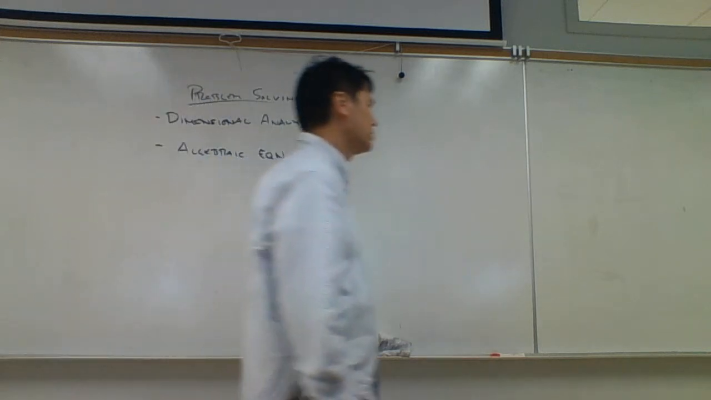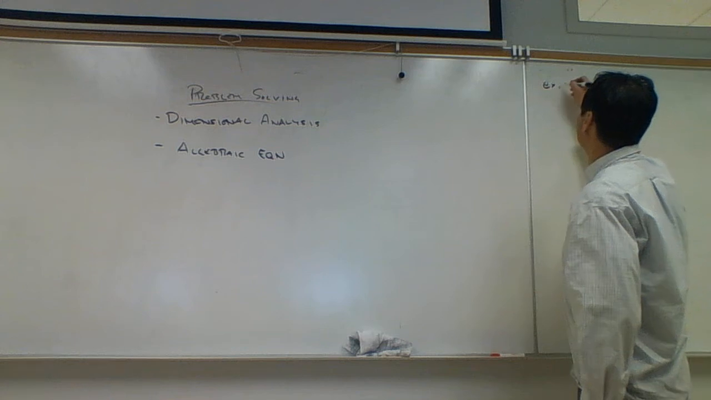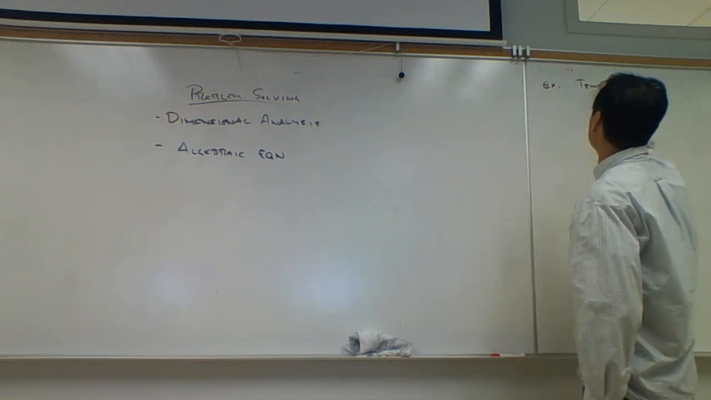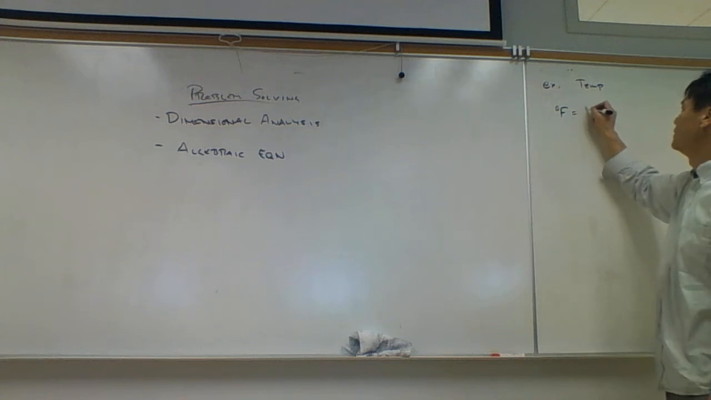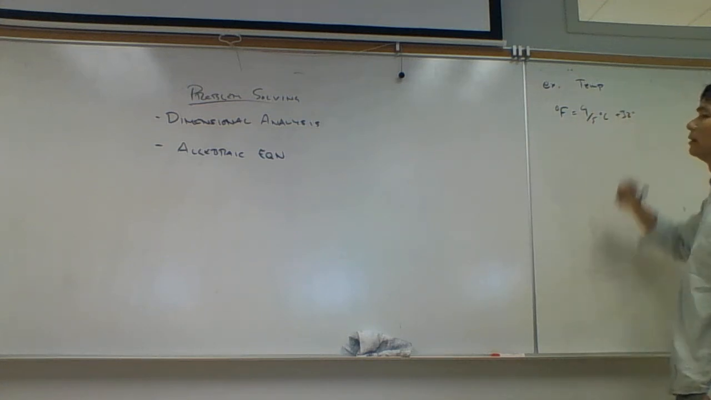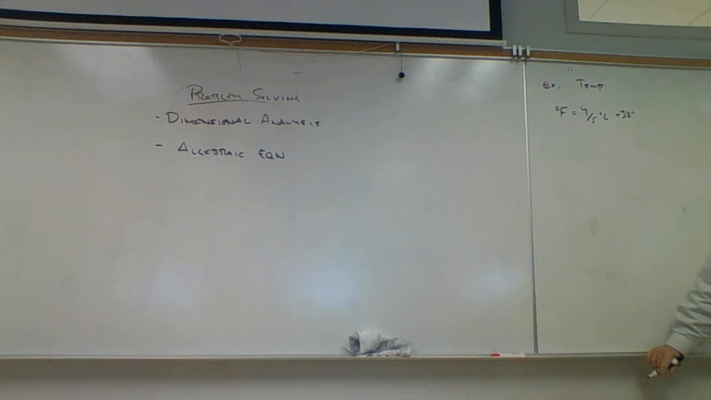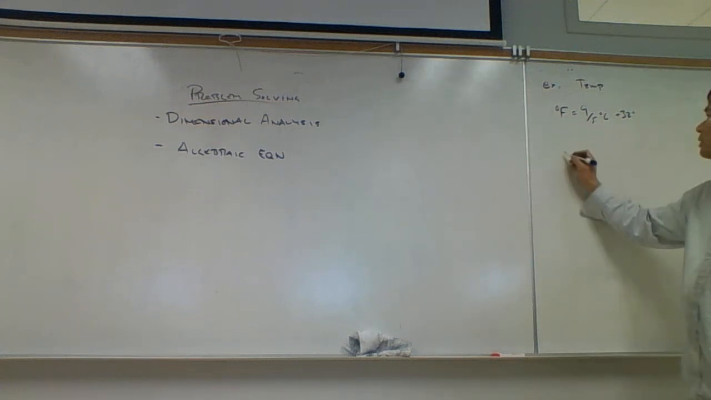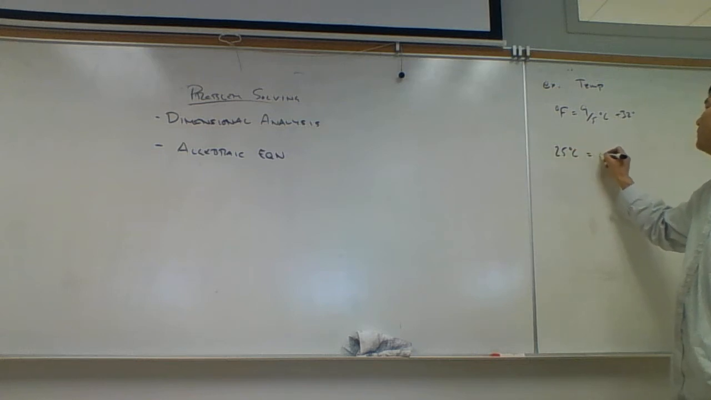An algebraic equation would be something like temperature. If we're looking at temperature, the algebraic equation is degrees Fahrenheit is equal to 9/5 degrees C plus 32 degrees. And so we can interconvert between Fahrenheit and Celsius like this. And so yesterday we did a calculation. The calculation was that if it's 25 degrees C, what was the Fahrenheit temperature?